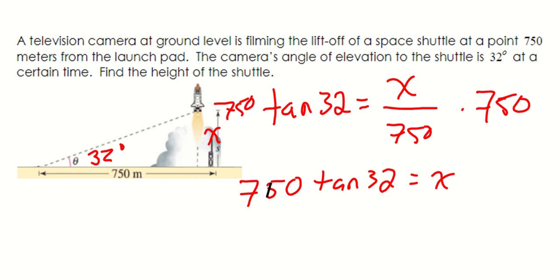So 750 times the tangent of 32 is 468.7 meters. And that would be the height of the shuttle at the given time.